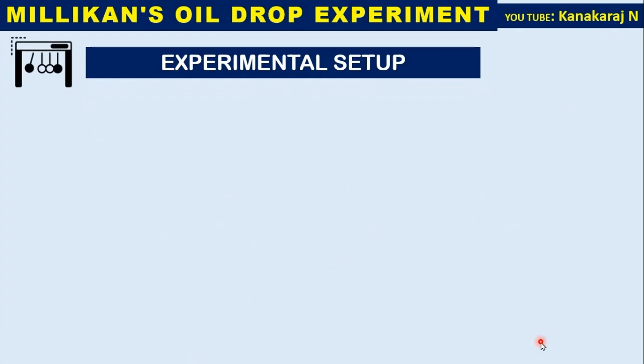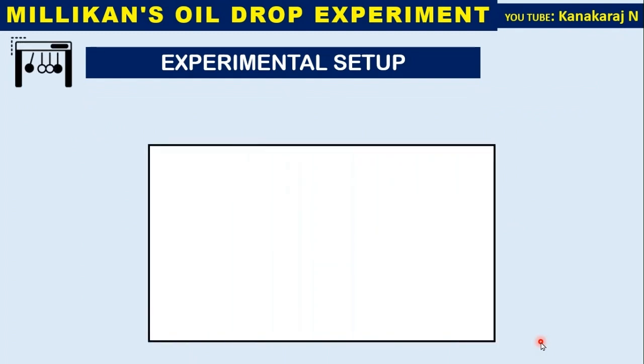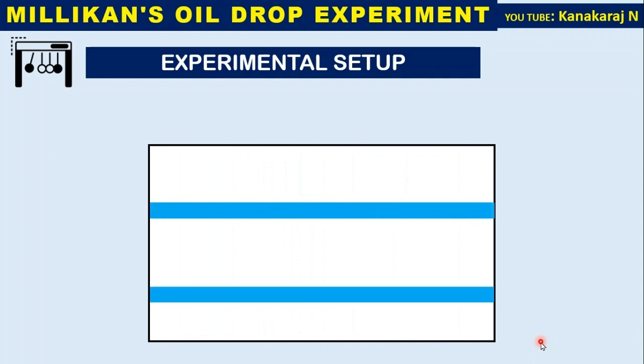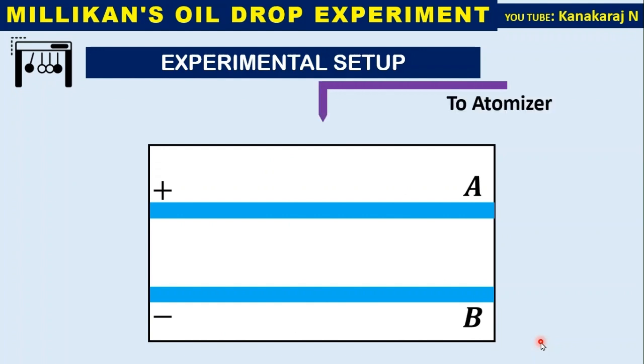Experimental setup. Here you have a highly evacuated chamber. There are two plates, A and B. The two plates are given a high potential difference and an electric field is maintained between plates A and B. The potential can be adjusted, thereby the electric field can be adjusted. There is an atomizer. This sprays the oil droplets into the chamber.